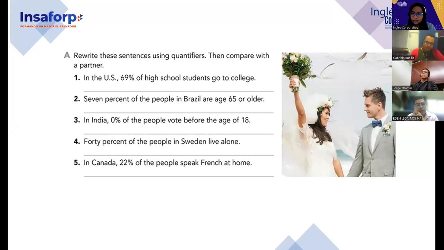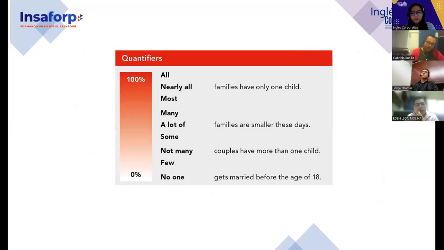But let's go back. Antes de hacer esto, miren, ¿cuáles son los quantifiers? Aquí están. All, nearly all, most, many, a lot of, some, not many, few, and no one. Remember these quantifiers.